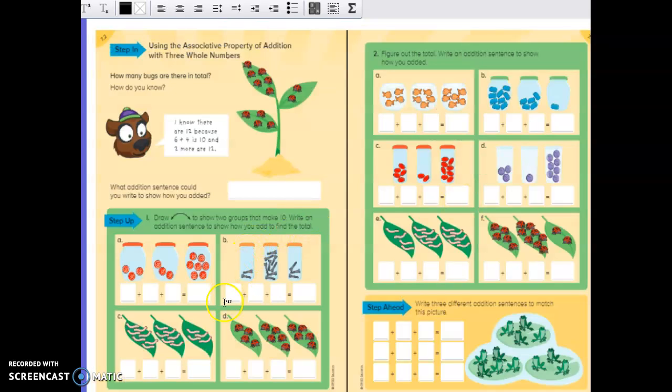Let's take a look at number 1. It says, draw arrows to show 2 groups that make 10. Write an addition sentence to match the total. Okay, so A, we've got 3 buttons in this first jar, 3 buttons in the second jar, and 2, 4, 6, 7 buttons in the last jar.